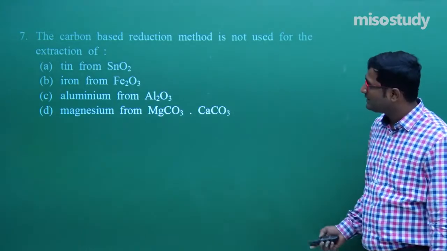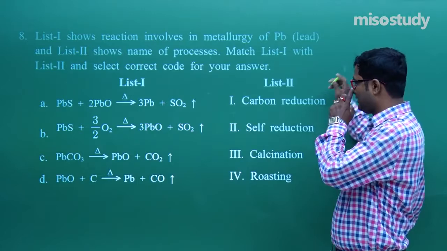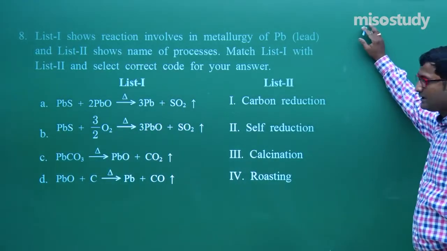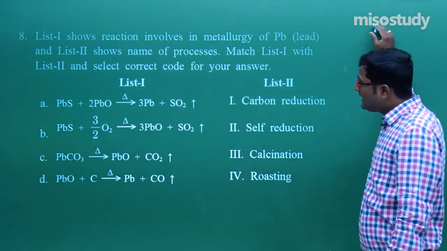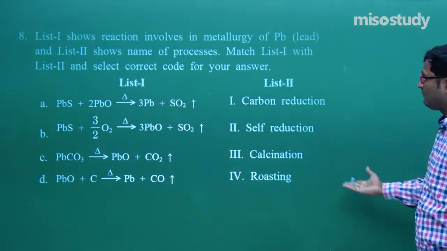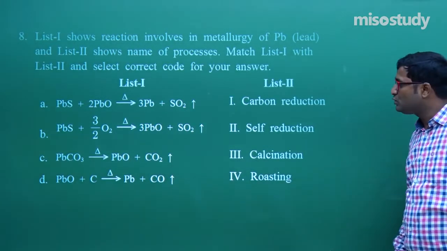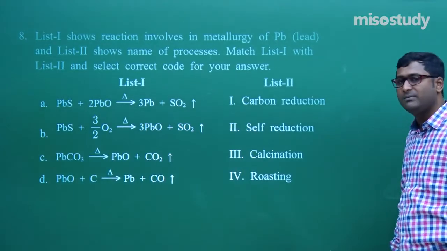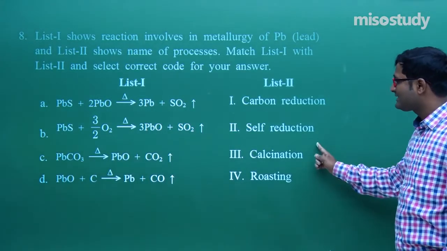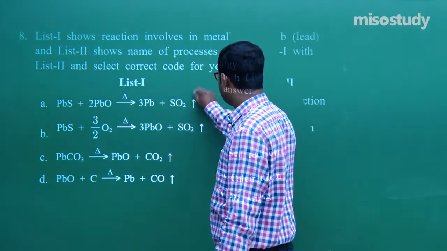Next question. What is the next question? Look now, this is a matching type question. You can easily solve such questions. Look, PbS + 2PbO, as I discussed earlier during my previous numerical, gives you 3Pb + SO2. Which type of process is it? This process is self reduction. Definitely for A, 2 is the correct option.